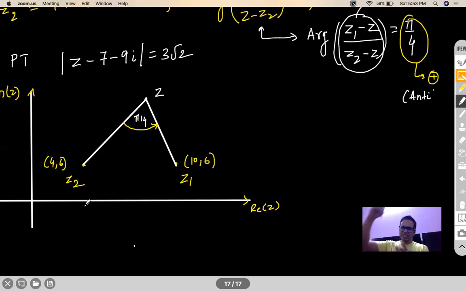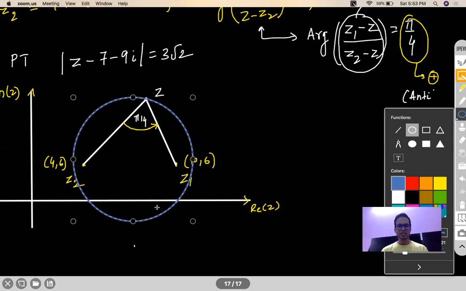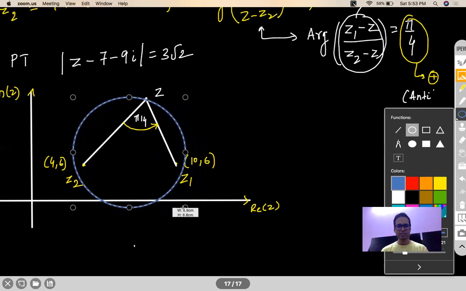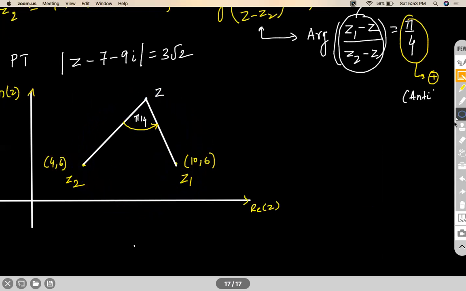Now Z is a moving point. It's a moving point which always satisfies this condition. That means this angle is always pi by 4. So how should Z move such that this angle is always pi by 4? You will say, sir, it should move on the arc of a circle whose chord is Z1, Z2. Correct? So you will say it should move on the arc of a circle. Let me draw it like this. I may not be very accurate in my positioning, but I will. Sorry, I have to draw it again.